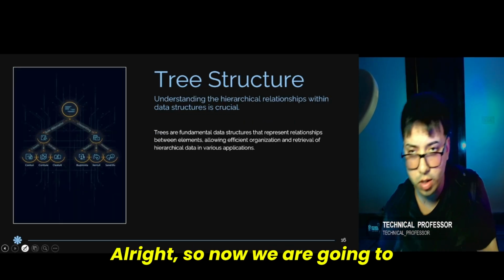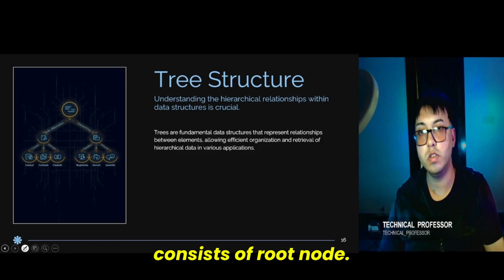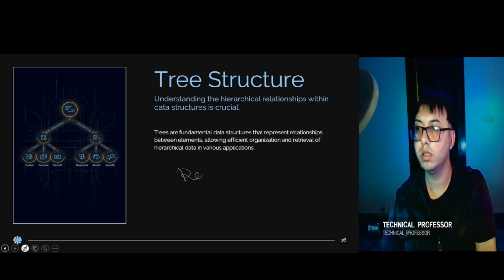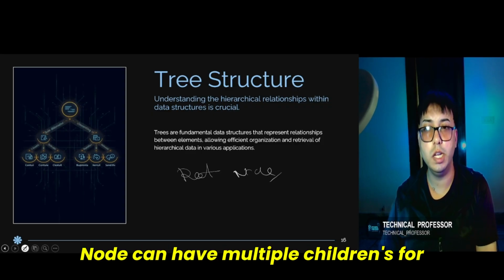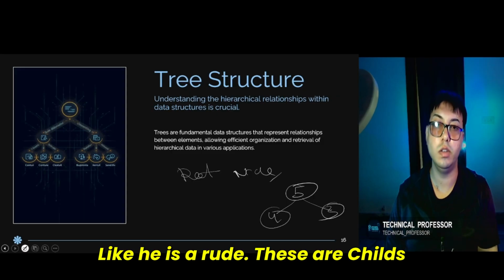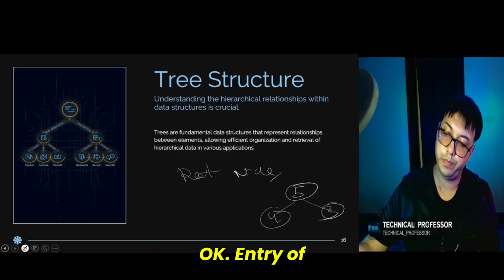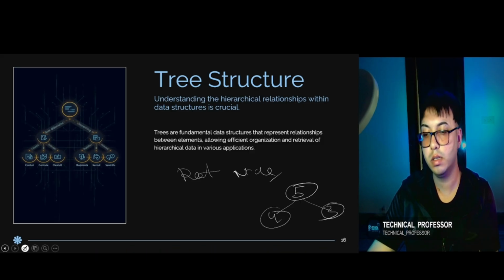Alright. So now we are going to understand the tree structure. A tree is a hierarchical data structure. It consists of a root node and child nodes. And each node can have multiple children. For example, like this is the root, these are children. Okay. And trees are widely used in file systems and databases. Okay.